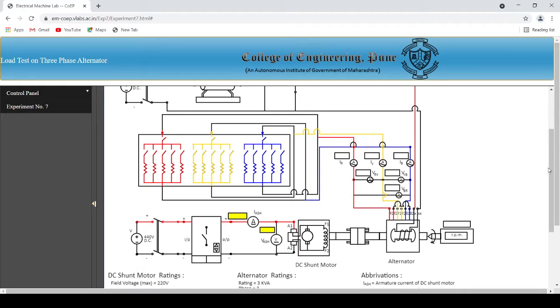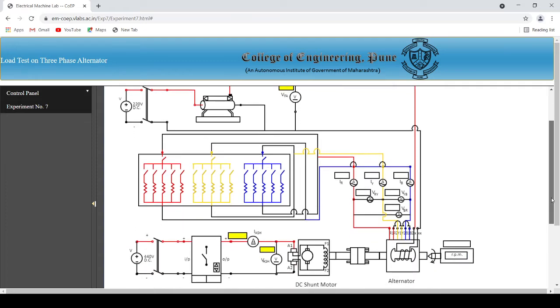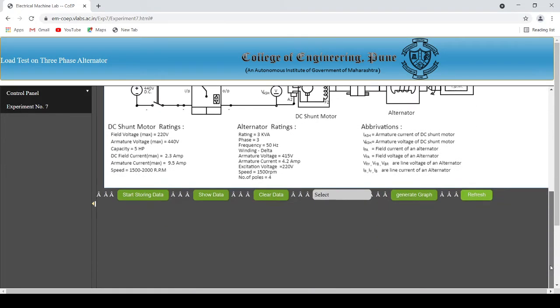The alternator here is initially coupled with the DC shunt motor because the motor only gives the mechanical input, which the alternator converts into the electrical output. A prime mover is connected to it. The field system is connected through the other side, you can see that here. And also the load bank is connected, and so the connections are already given. Let us move on to the simulation.